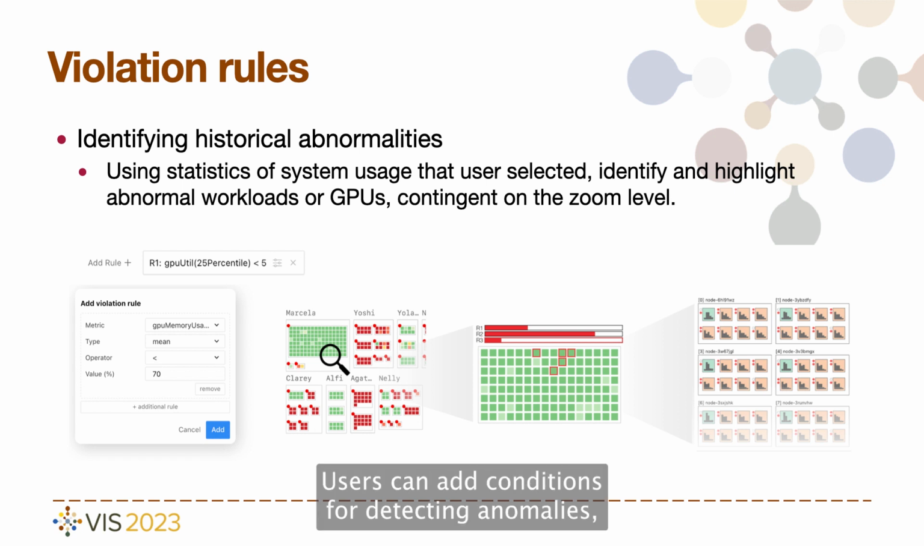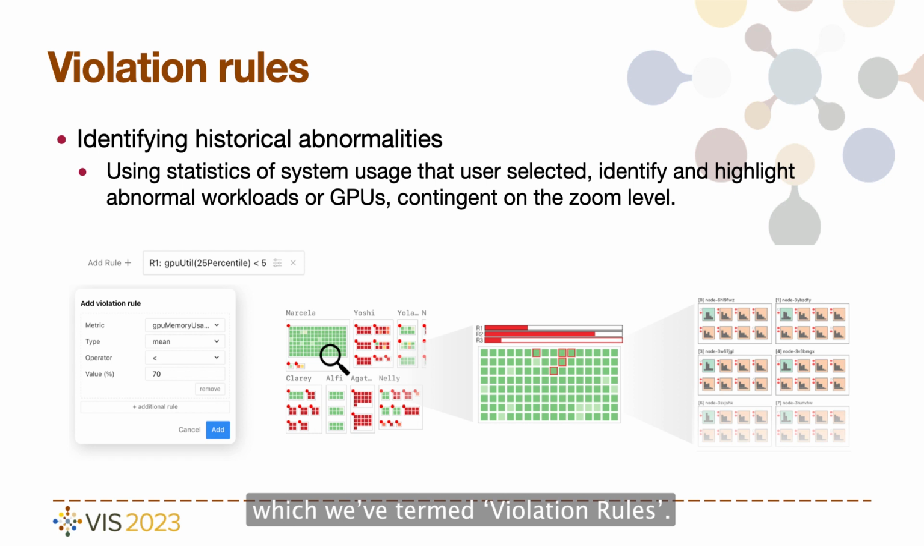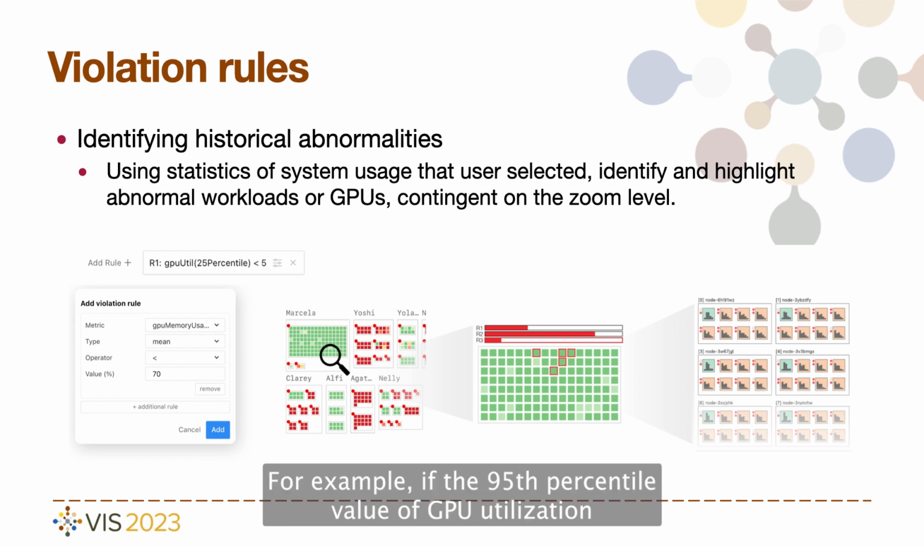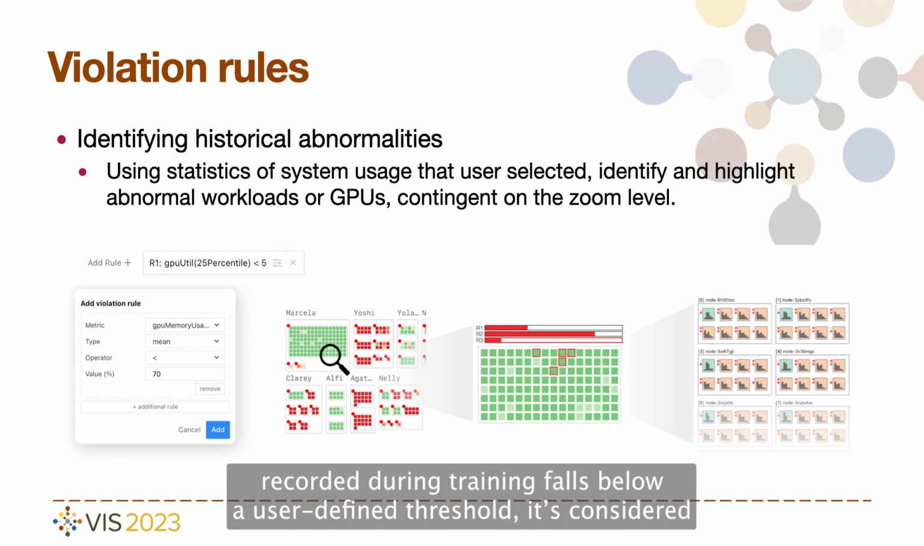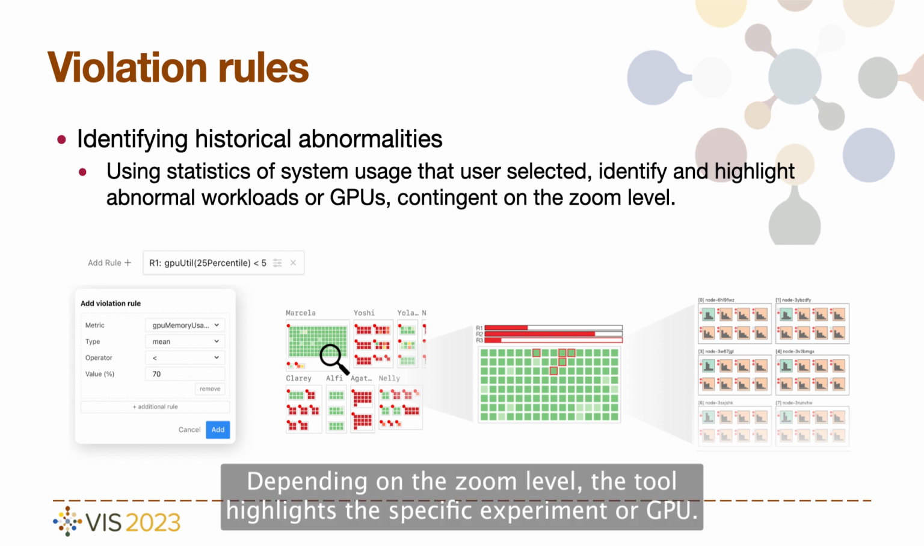The second component is designed for historically identifying abnormal resources or experiments. Users can add conditions for detecting anomalies, which we've termed violation rules. For example, if the 95th percentile value of GPU utilization recorded during training falls below a user-defined threshold, it is considered that there was an issue with the resource usage of that experiment. Depending on the zoom level, the tool highlights the specific experiment or GPU.